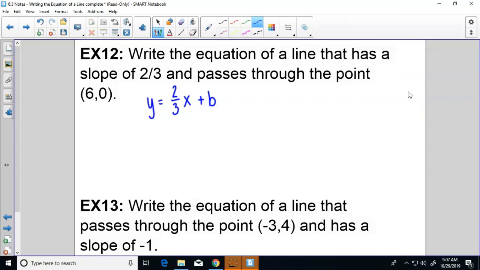Tell me how to do it without graphing. We could graph. Maybe. Okay, so some of these won't work necessarily without graphing, so I need you to know how to do it this way also. So this is your x coordinate. This is your y coordinate. B is what you're looking for, right? We want to find that B.